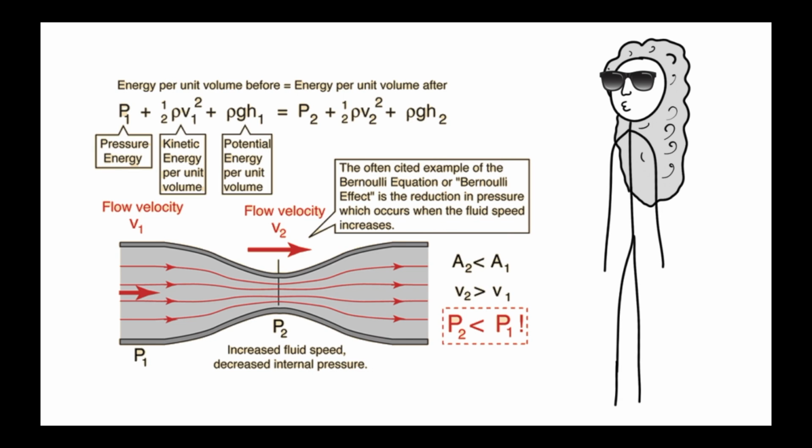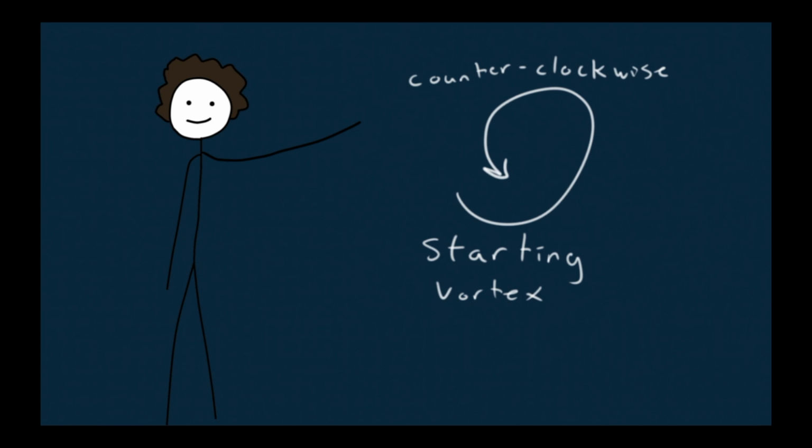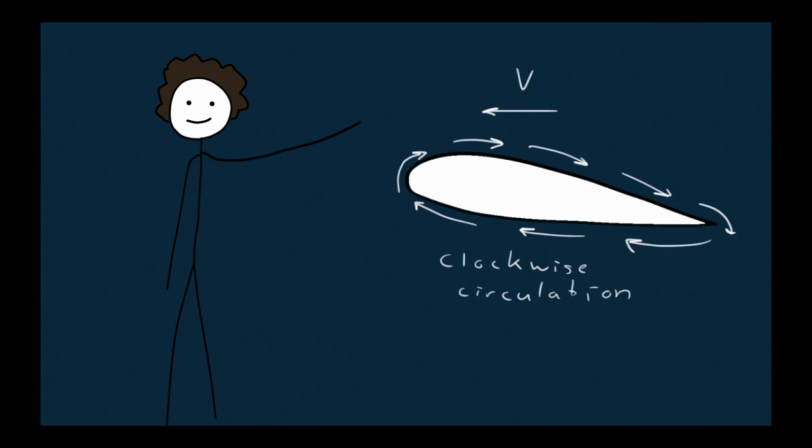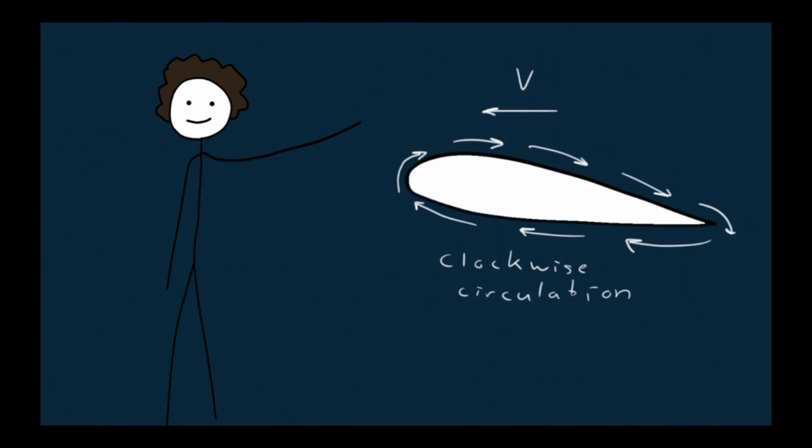Due to viscosity, as the streamlines leave the trailing edge, a vortex begins to form, which rotates in a counterclockwise direction. To satisfy the conservation of momentum, there must be an opposite rotational effect, which forms a circulation around the airfoil. We can calculate how much circulation is required to balance out the vortex's angular momentum, called the Kutta condition.